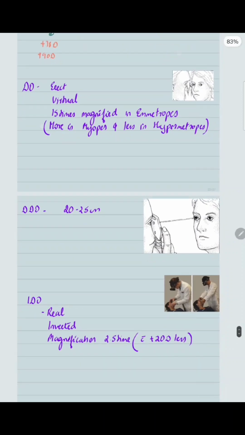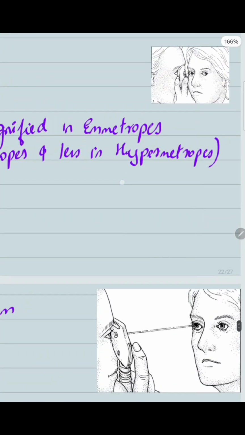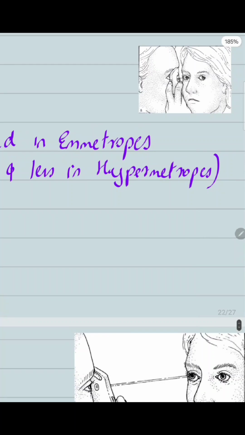Then next is the direct ophthalmoscope. This direct ophthalmoscope is the most commonly practiced method for routine fundus examination.